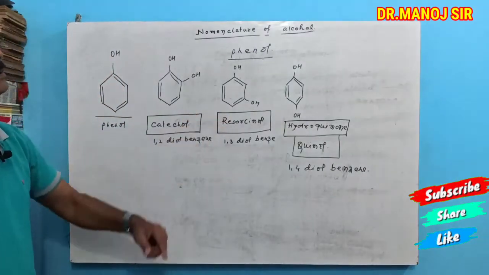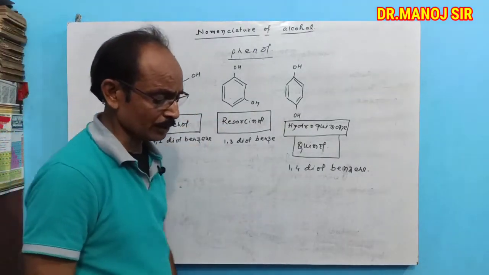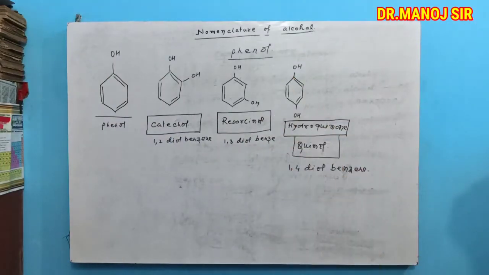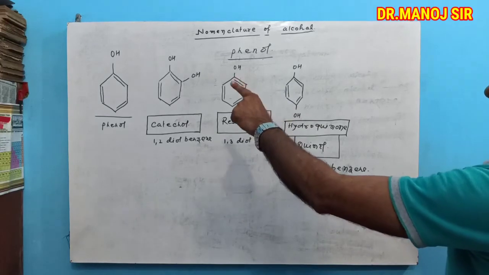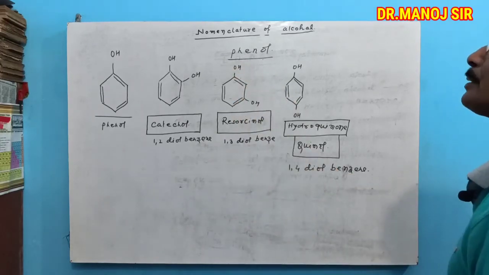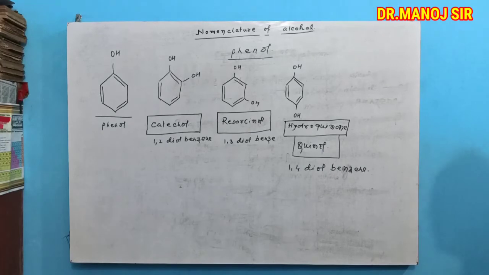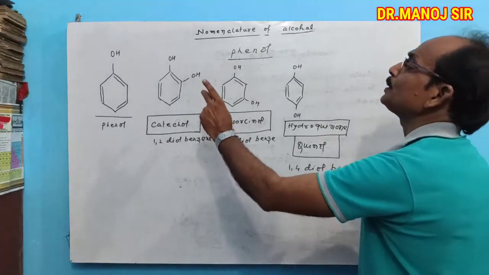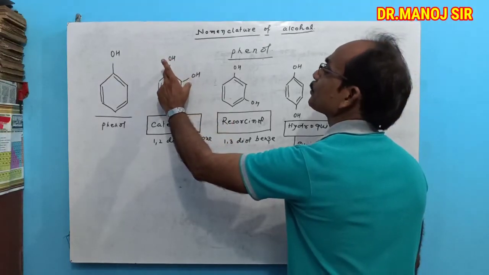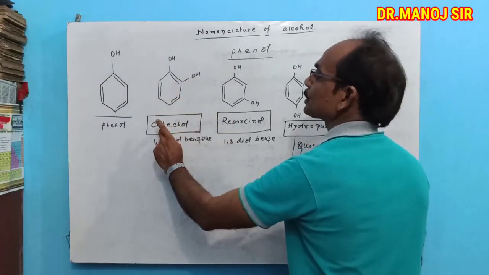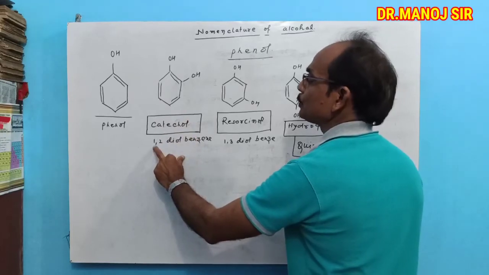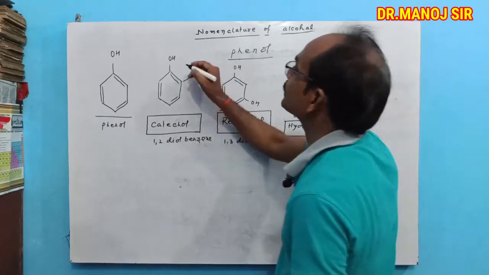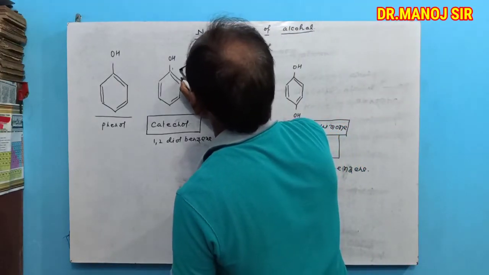These are the derivatives of benzene of alcohol, in which you have to study that when OH is placed at the first carbon, that is known as phenol, and when OH is at number 1 and 2, that is called catechol, so it is called diol benzene, that is number 1, number 2.